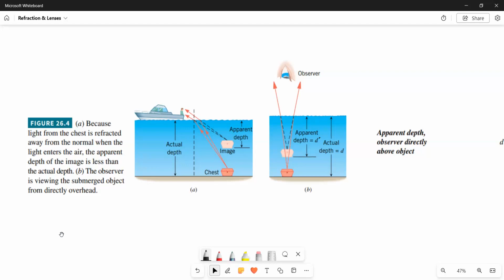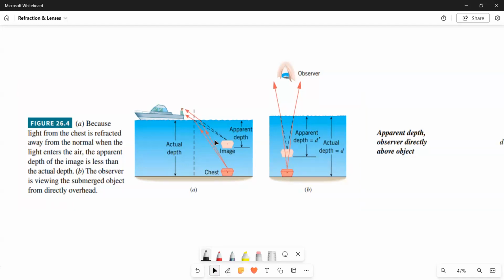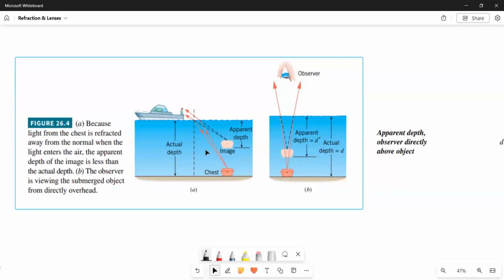Like the situation with the yacht looking for the chest. If the water was clear enough, you will see that the chest appears to be up here, right? It appears to be up here because, again, of the geometry of the rays that are coming from the chest. So as light hits the chest and is traveling towards you, the chest is going to appear to be at a shallower level. As a matter of fact, the whole thing is going to look shallower. And that's what you're seeing here.